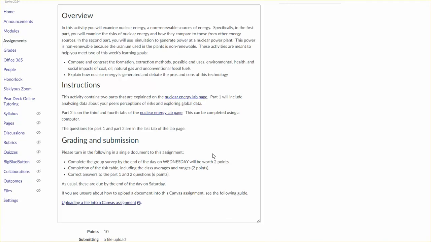Our laboratory activity this week is focused on nuclear energy. A lot of students will say that this is a renewable energy, but I want to be really clear that it's not renewable because the source that's used for the fuel, uranium, is finite. So this is a non-renewable energy.